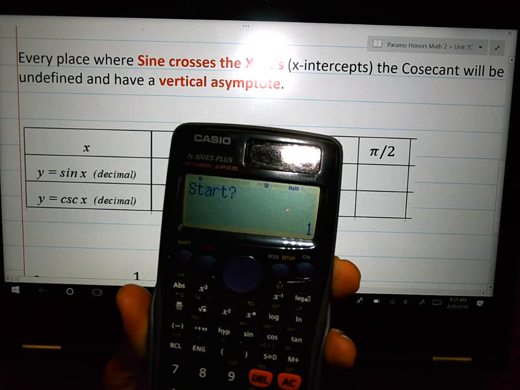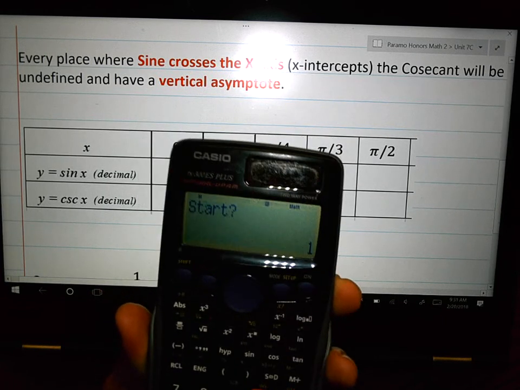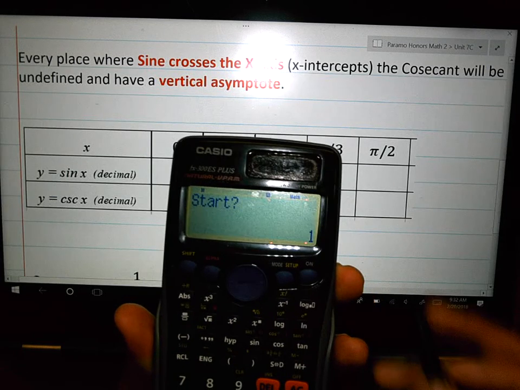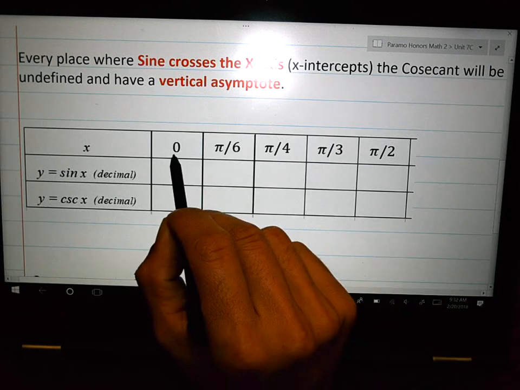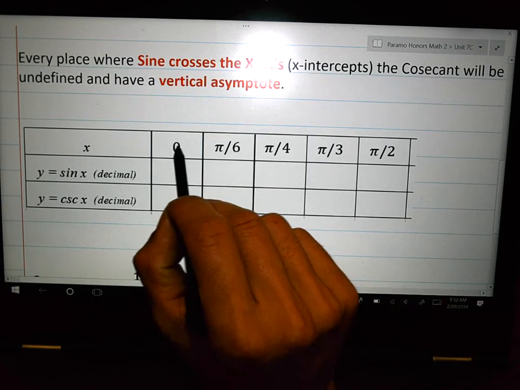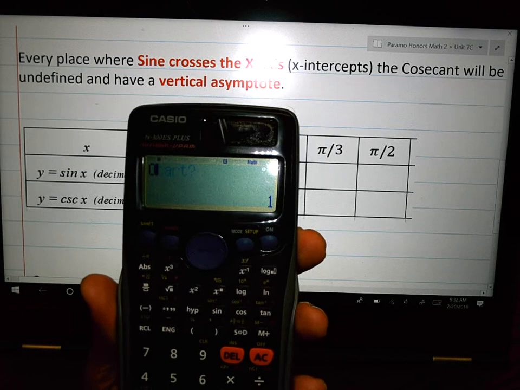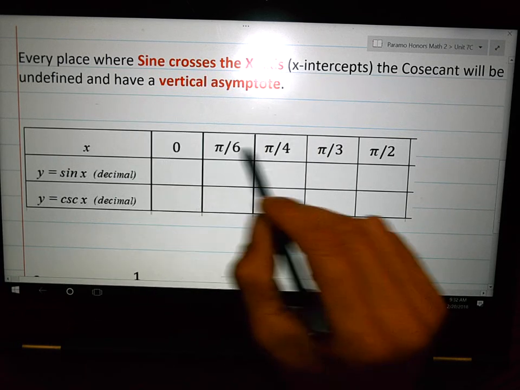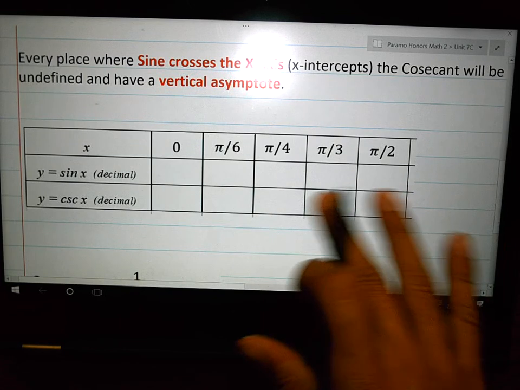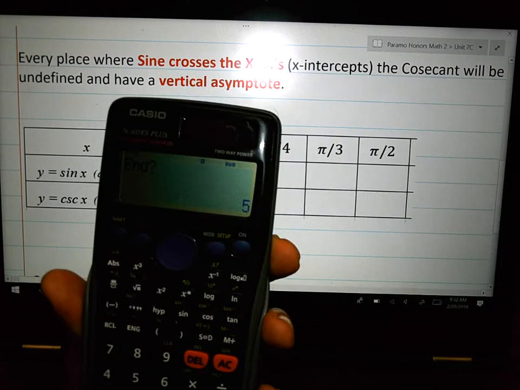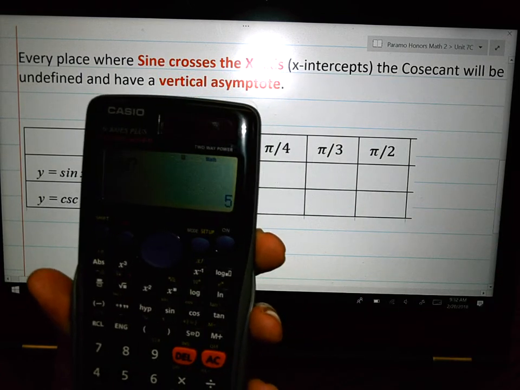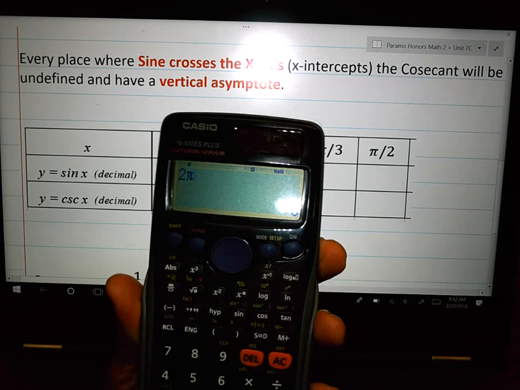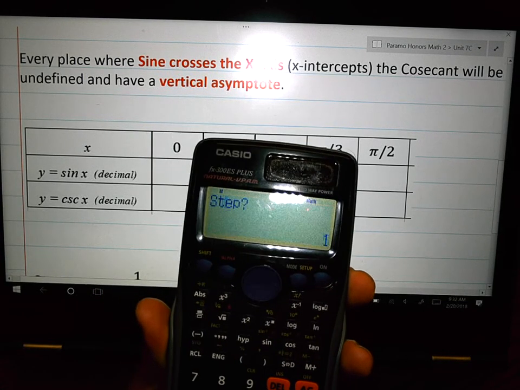And it does 2 equations. It's asking me, where do you want to start your table? And it says, do you want to start at 1? No, what do I want to start my table at? What's the first value? 0. So I put in 0 and press enter. Where do I want my table to end? Now, on here I have pi over 2, but you guys on your actual worksheet have up to 2 pi, so I'm going to press 2 shift pi. I want to end at 2 pi radians.